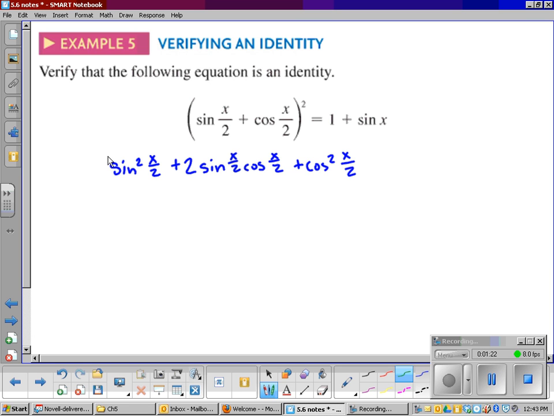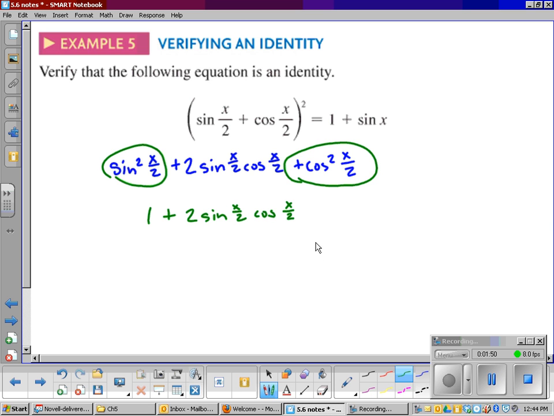Well, I know that sine squared plus cosine squared, as long as the angles are the same, is equal to 1. That's the mama identity. So it doesn't matter what order I add these terms, so I'm going to circle this one, use them together, and call that 1. So now I've got 1 plus 2 sine angle, cosine angle. Don't be distracted by the x over 2's here. Those are the same angles. So look at the bigger picture and see if you see an identity that you can substitute.